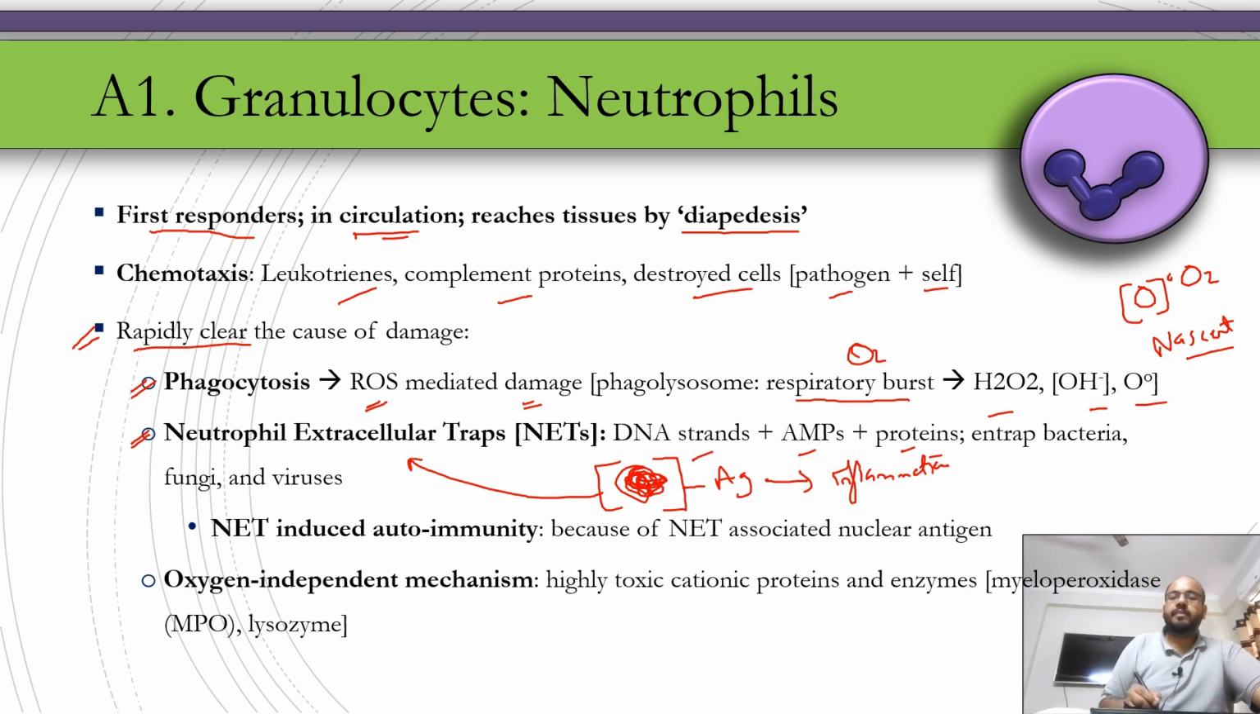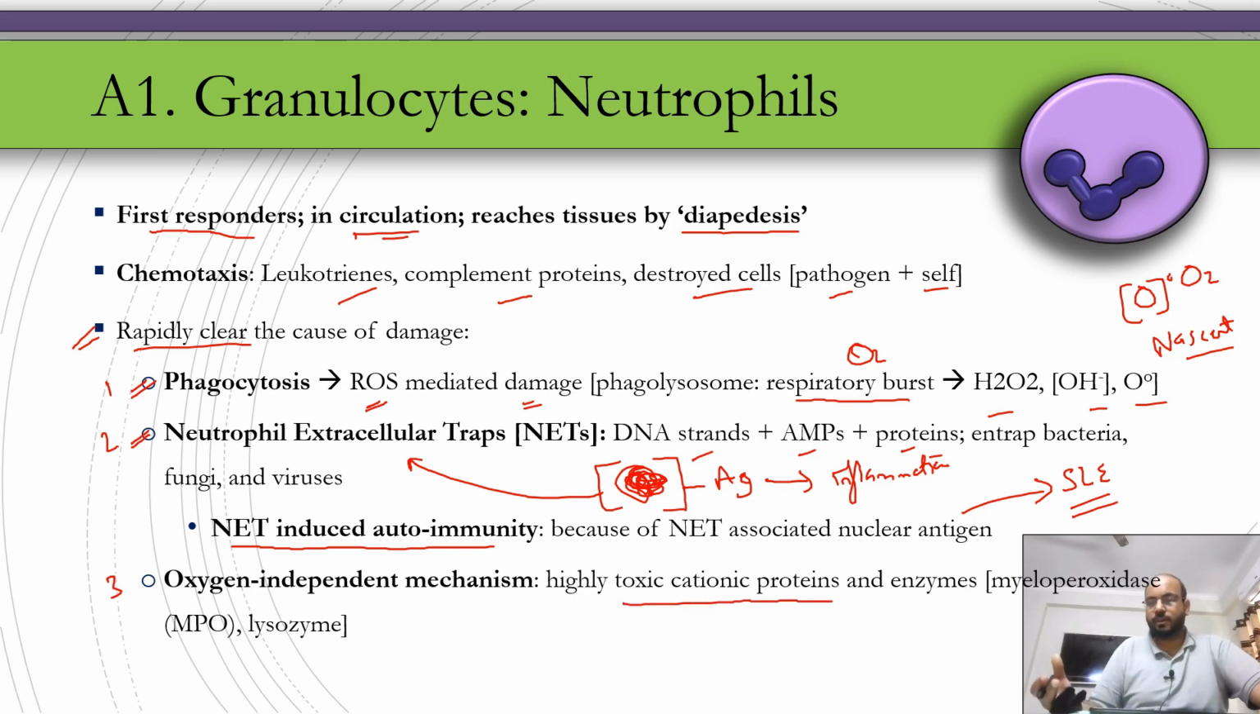Okay. Sometimes these antigens can mimic autoantigens and can give rise to autoimmunity. So there is an entity known as NET-induced autoimmunity because of NET-associated nuclear antigen. And this has been implicated in disorders like SLE. So if you open Rook's and read about the pathomechanism of SLE, you will read about NETs. The third is oxygen-independent mechanism. In this, neutrophils use highly toxic cationic proteins and enzymes like myeloperoxidase or lysozymes to destroy the organism. So it utilizes chemicals to destroy the organism, but these chemicals don't require oxygen, so it is oxygen independent. So three mechanisms: phagocytosis, NETs, and oxygen-independent mechanisms. Clear? Let's move forward.